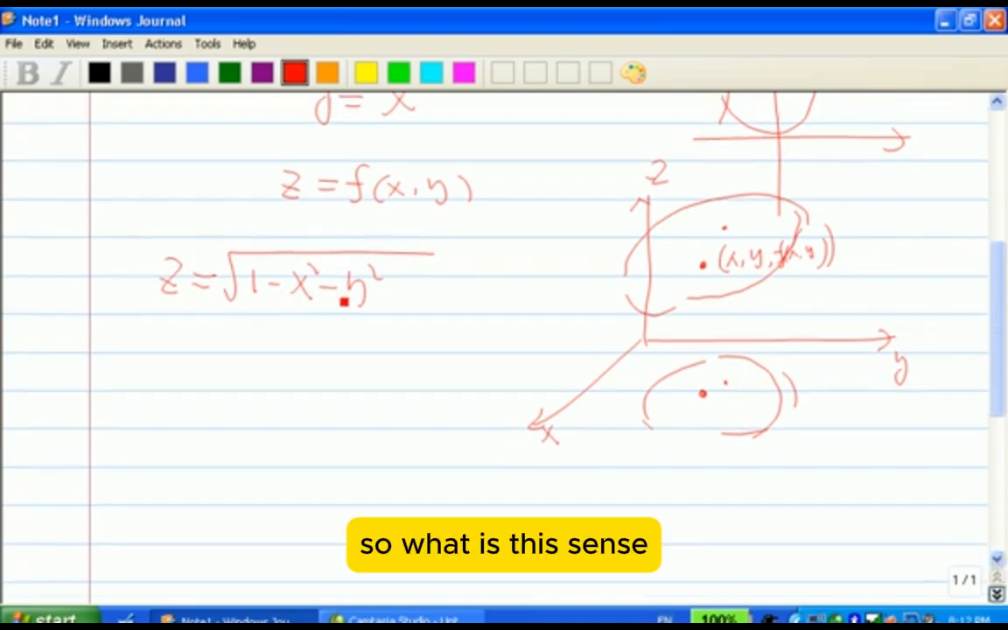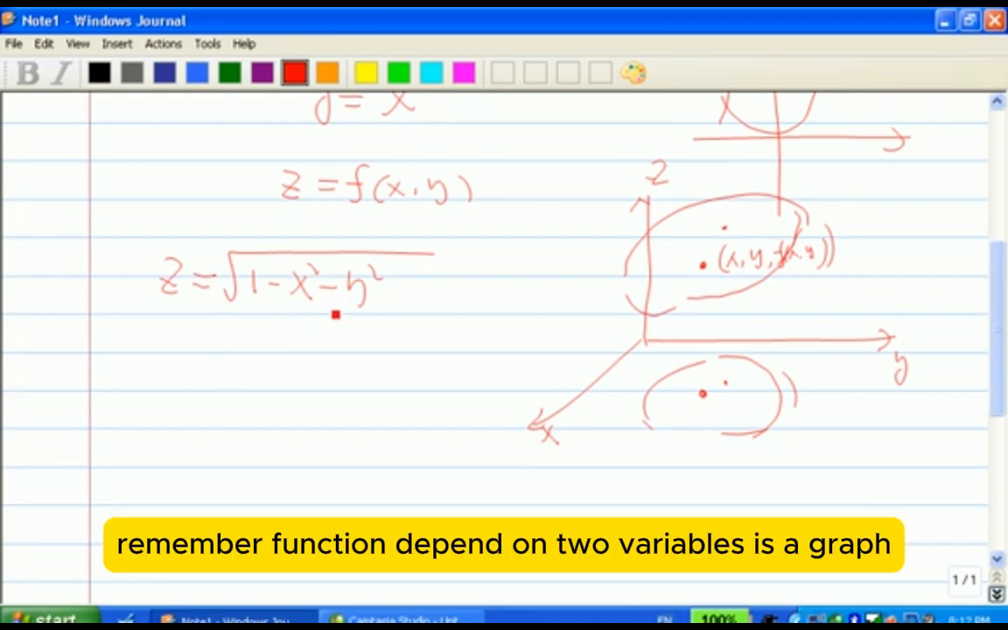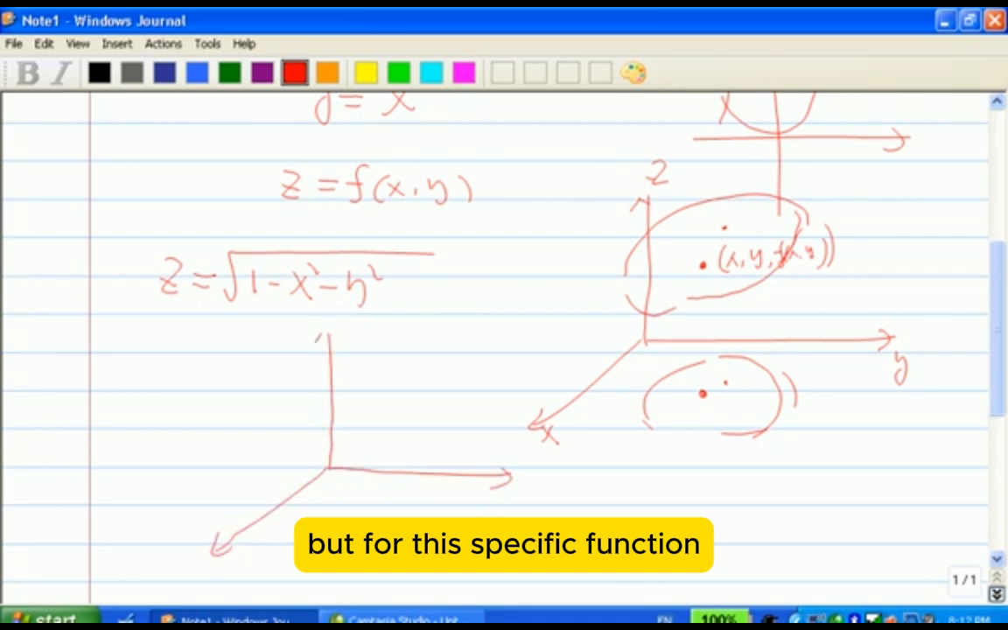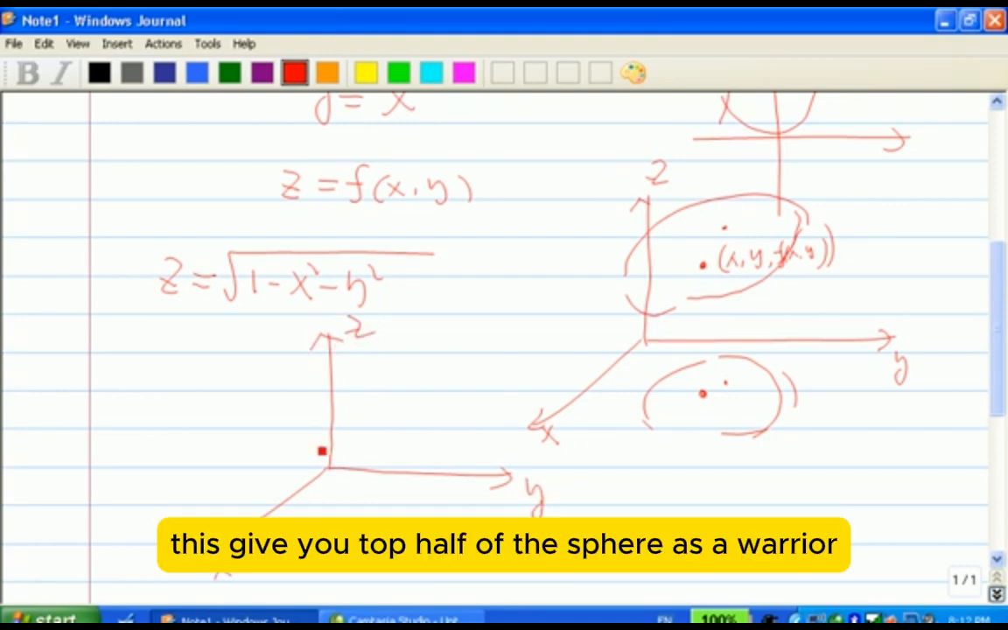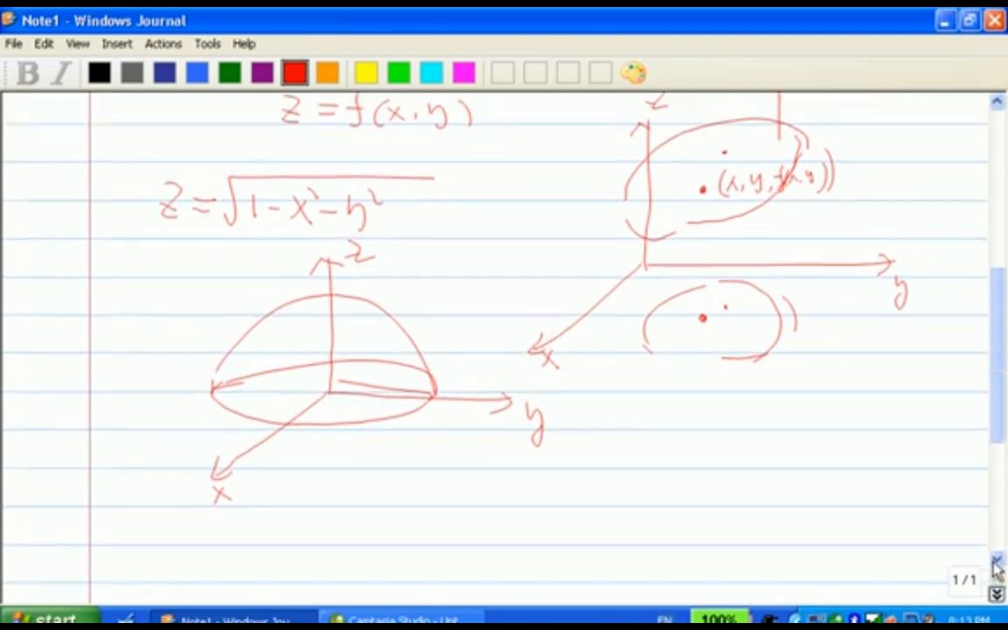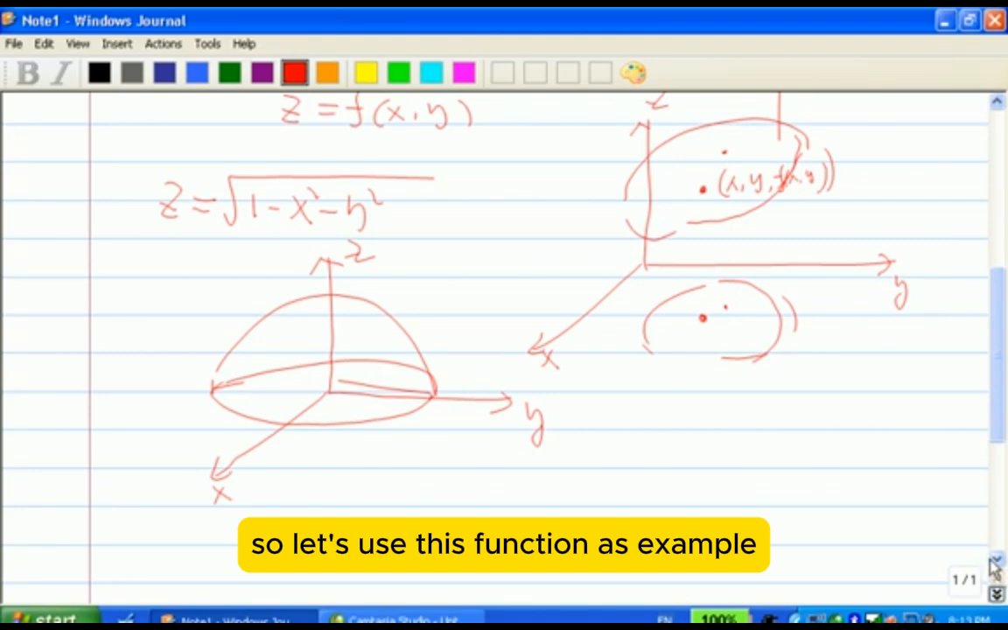So what is this? Remember, for a function that depends on two variables, its graph is a surface. But for this specific function, what kind of surface is that? In fact, this gives you the top half of the sphere with the origin as center and 1 as radius. So let's use this function as an example and see what it is.